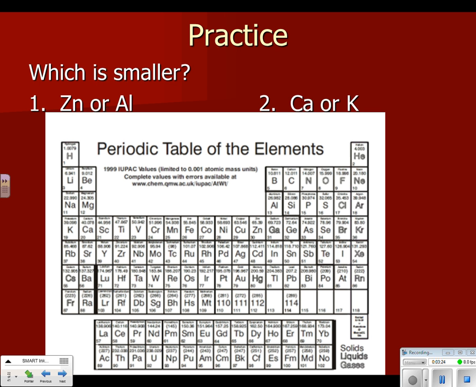So let's do a couple practice problems here. Zinc versus aluminum. Which one is smaller? So I said they get bigger as they go down and to the left. They then get smaller as you go up and to the right. Okay, now this is the trend. So if we're comparing zinc and aluminum, zinc is here, aluminum is here. Which one's smaller? That would be aluminum. Further away from francium, you can think of it that way.